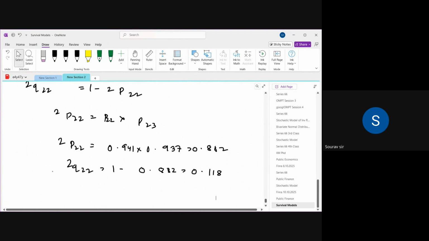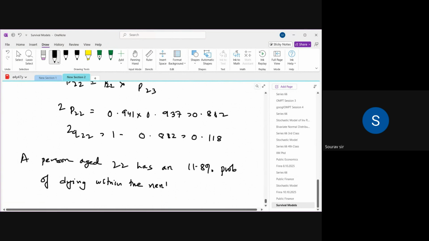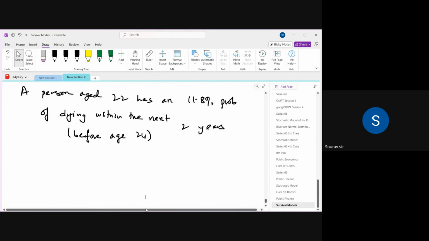Interpretation then will be what? A person aged 22 has an 11.8% probability of dying within the next 2 years, before age 24.